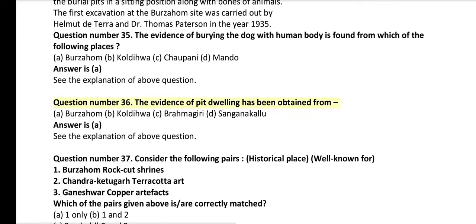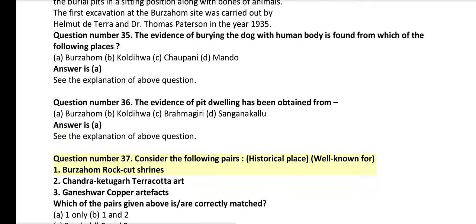Question number 36. The evidence of pit dwelling has been obtained from A. Burzahom, B. Koldihwa, C. Brahmagiri, D. Sanganakallu. Answer is A. See the explanation of above question.